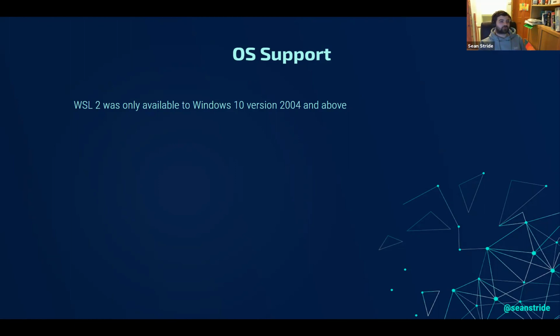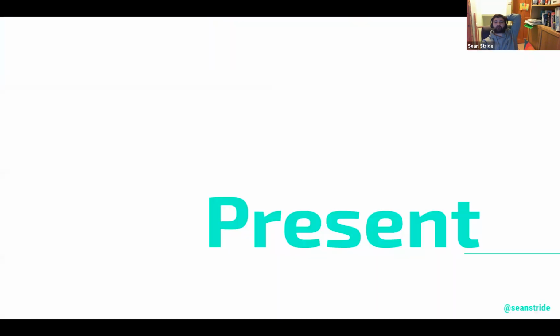So WSL2, when it first dropped, was only available for Windows 10 version 2004 and above. But according to a Duplex report run in July 2020, which is 3 months after the Windows 10 2004 edition had come out, that version and above had only got a share of 11.6% of Windows 10 users. So it left a massive gap in the number of people that couldn't utilize this tool.